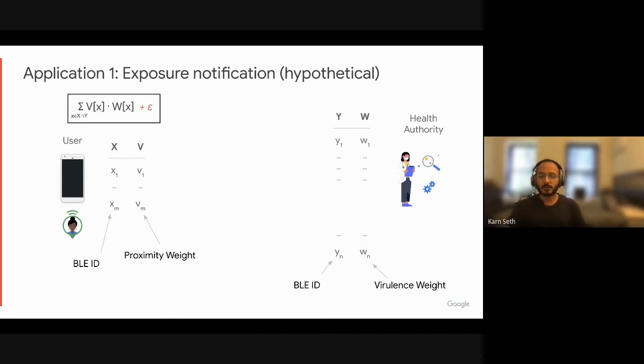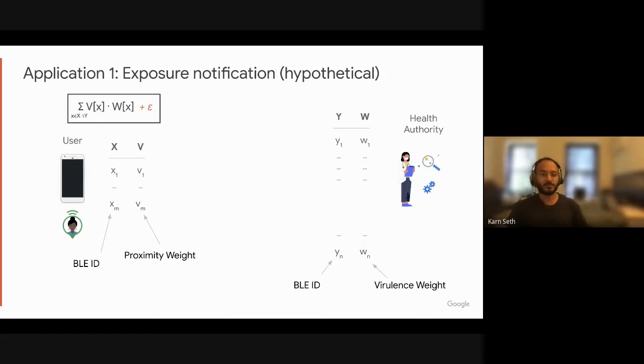And suppose also you have a health authority acting as a server who has all the Bluetooth IDs for all sick users. Sick users would upload their Bluetooth IDs, and they also would upload a virulence weight, which is how infectious they were, let's say, for COVID-19 at the time when they were broadcasting this Bluetooth ID. So we want to be able to notify a user when they've been exposed to a lot of sick individuals or one very sick individual.